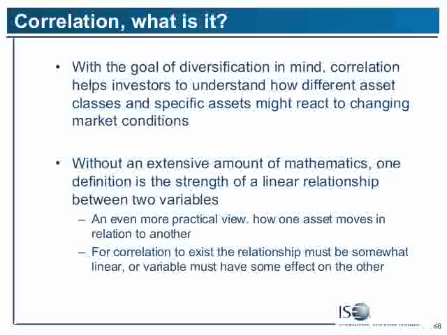Without an extensive amount of mathematics, one definition is the strength of a linear relationship between two variables. So a more practical view is how one asset moves in relationship to another. For correlation to exist, the relationship must be somewhat linear, or one variable must have some effect on another.